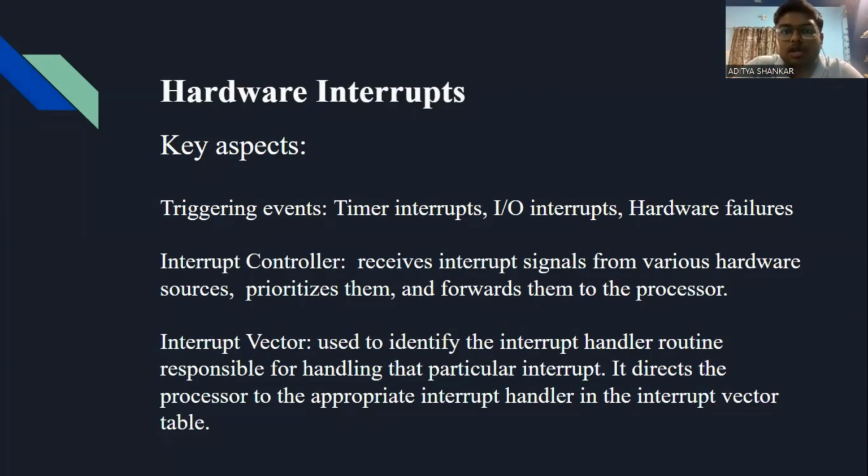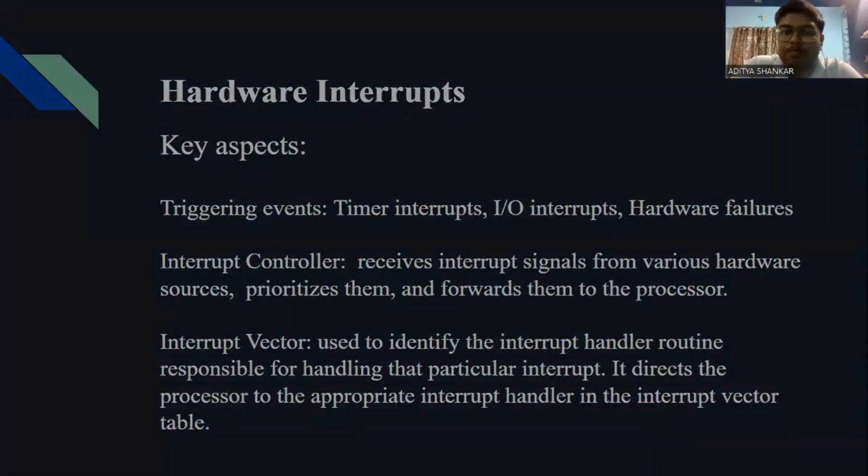Now, interrupt controller. Some of these points will be covered in every type, like triggering events, interrupt controller, interrupt vector, interrupt service routine, and all. So let's get a general idea. The interrupt controller is the system that receives the interrupt signals, prioritizes them and forwards them to the processor. In the interrupt vector, after the prioritization of the interrupts, based on the priority, the interrupts are given a number and also a type. That is contained in an array or a vector called the interrupt vector.